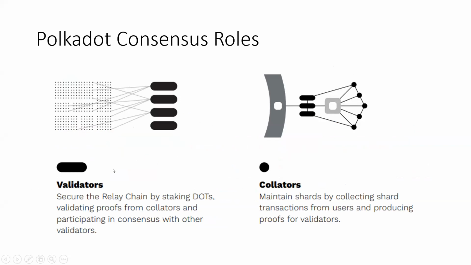Okay. So what do validators do? They secure the relay chain by staking DOTs, validating proofs from the collators, and participating in consensus with other validators. These validators communicate with each other and try to come to a consensus regarding the transactions that need to go into the relay chain. Collators maintain the shard, and basically they collect all the transactions from the users, combine them together, and then send them across to the validators for validation.